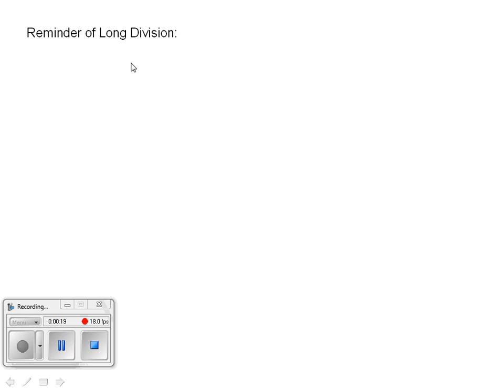So for a quick reminder of long division with real numbers, I'm going to divide 284 by 3. So we ask ourselves, 3 goes into 2 how many times? Well, it doesn't go into 2 at all. So I look at the next string of numbers, 28, and I say 3 goes into 28, well, 9 times. 9 times 3 is 27, and then I subtract down.